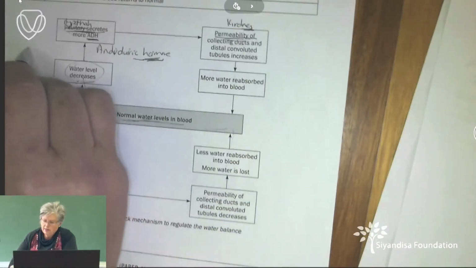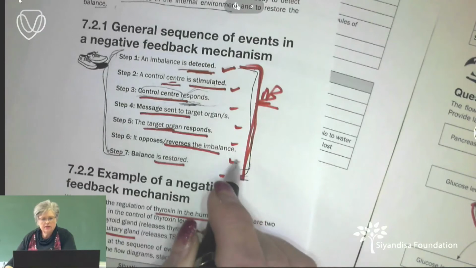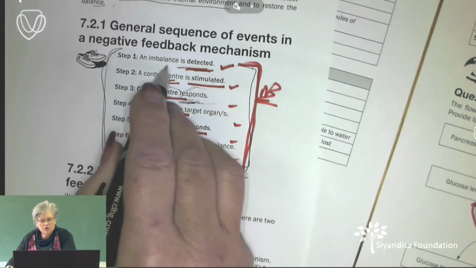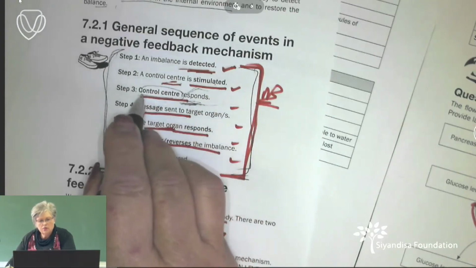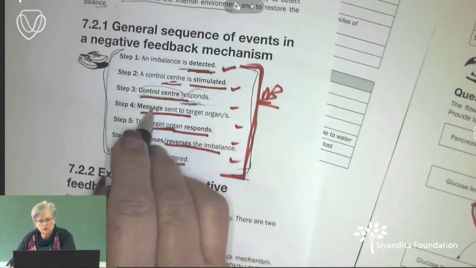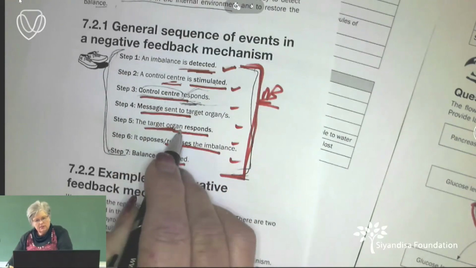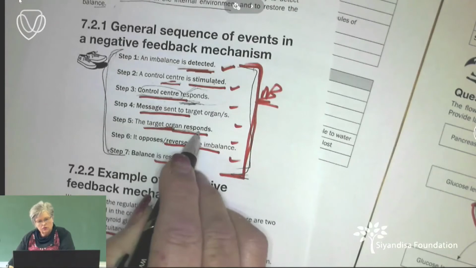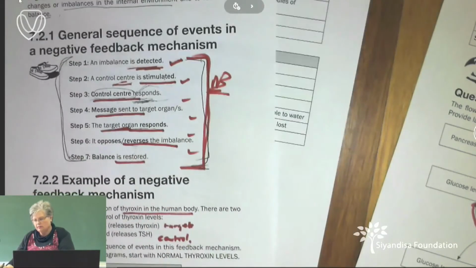So very important, going back to this is your secret message, this is your secret recipe. You must every time understand what is the imbalance, what is the control center, how does the control center respond, what message does it send to the target organ, how does the target organ respond, and how does it restore the imbalances. Okay? Let's quickly look at some question papers.